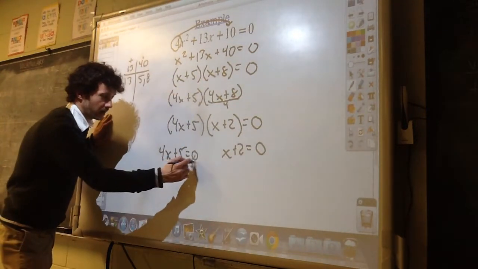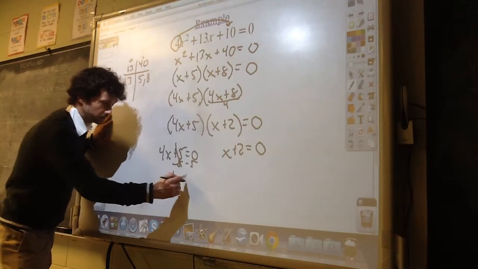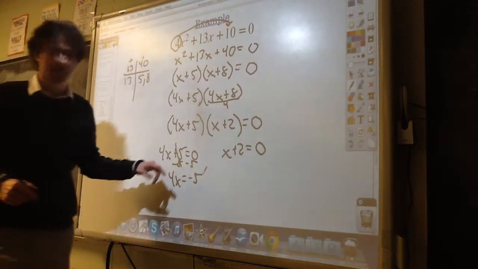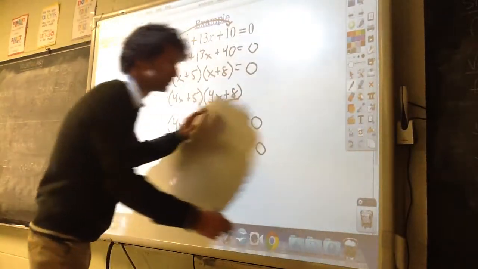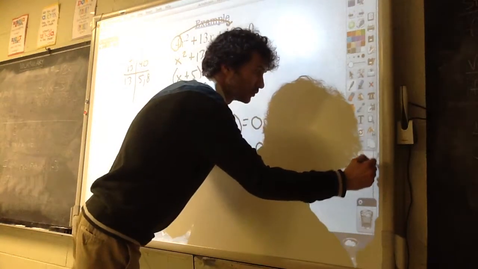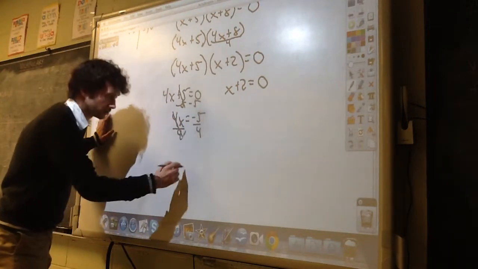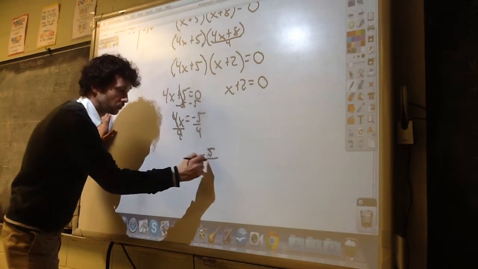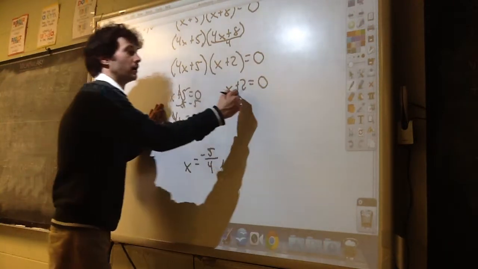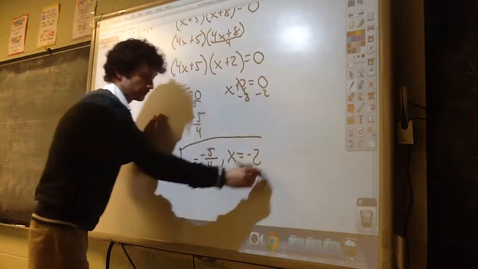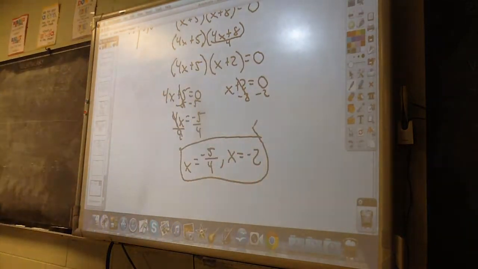So subtract 5. Are we allowed to get fractions? Yeah, for a final answer? Absolutely. Yeah, you should get a fraction on this one. So then I would divide by 4, and I would get that x equals negative 5 over 4. And then on this one I subtract 2, and x equals negative 2. Okay, that's more like it.